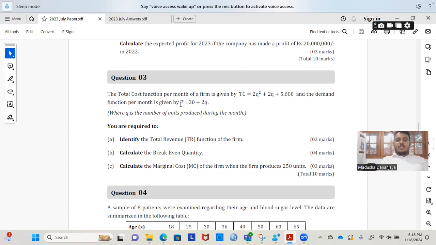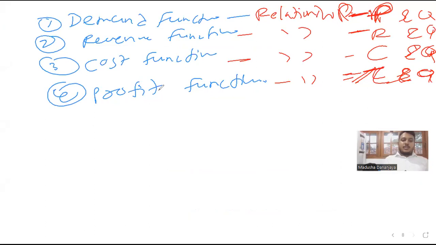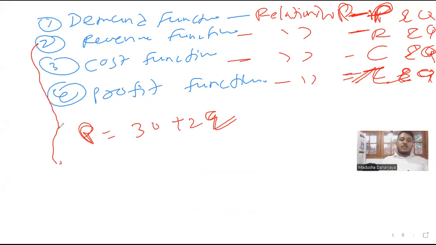Now let me take this function P equals 30 plus 2Q. Now this is the demand function. This shows the relationship between P and Q. Let me derive the revenue function, the second one, from this given demand function.